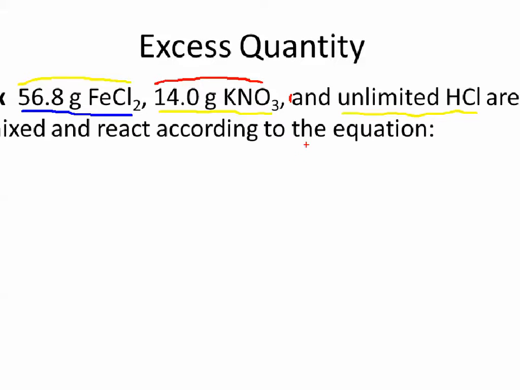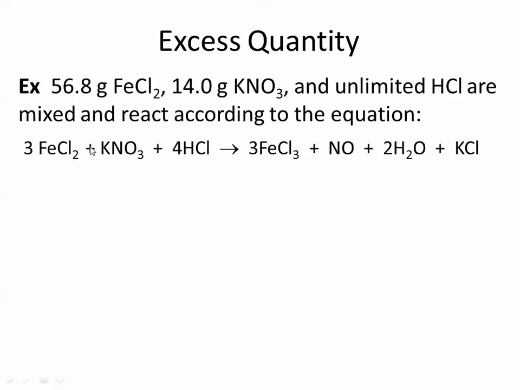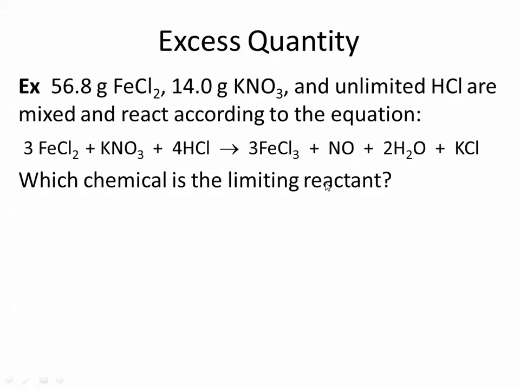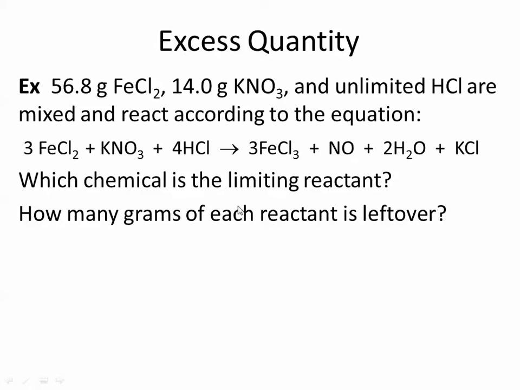First off, here's the chemical equation. Notice that there are 3 reactants and 4 products. And in this chemical equation, I want to know two things. Number one, which chemical is the limiting reactant? And number two, how many grams of the other reactant are left over? So we're going to focus in on iron chloride and KNO3 and say, okay, we have as much HCl as we want. And so let's take a look at how we would do that.